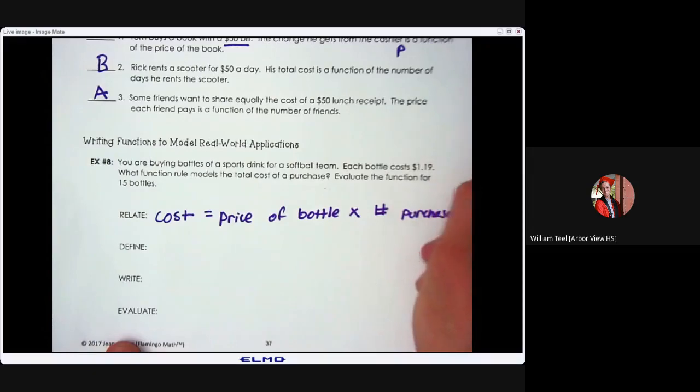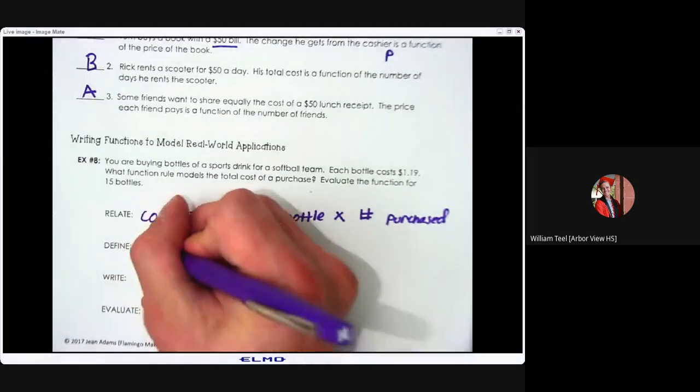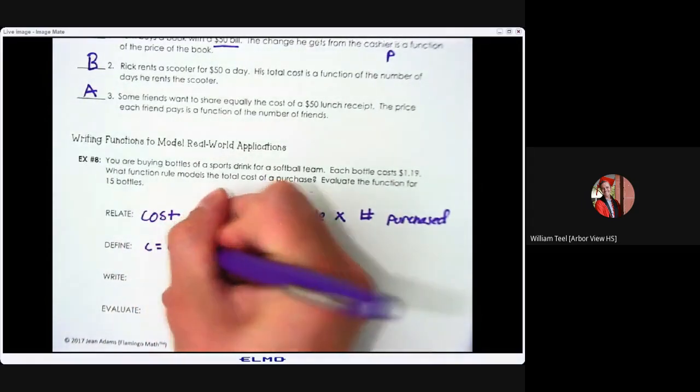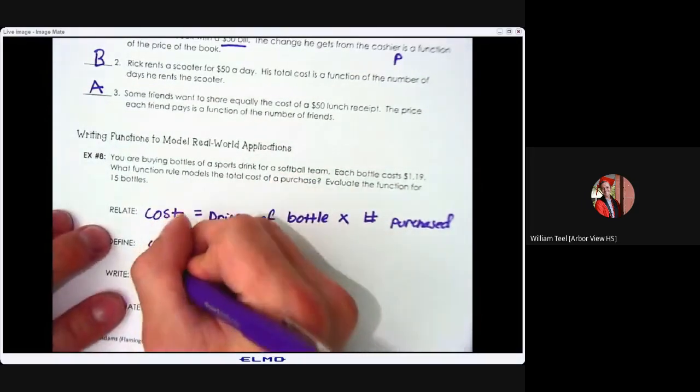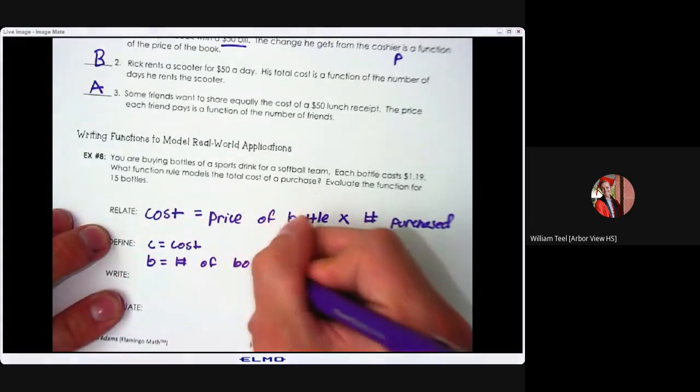Okay, so if you're buying a bunch of these drinks for your softball team, in order to find the total cost of that, you're going to have to look at the number of bottles you're purchasing and the price of the bottle. That's how you're going to find your total cost, right? Now we need to define our variables, right? So C is equal to the cost and B is equal to the number of bottles that you are purchasing.